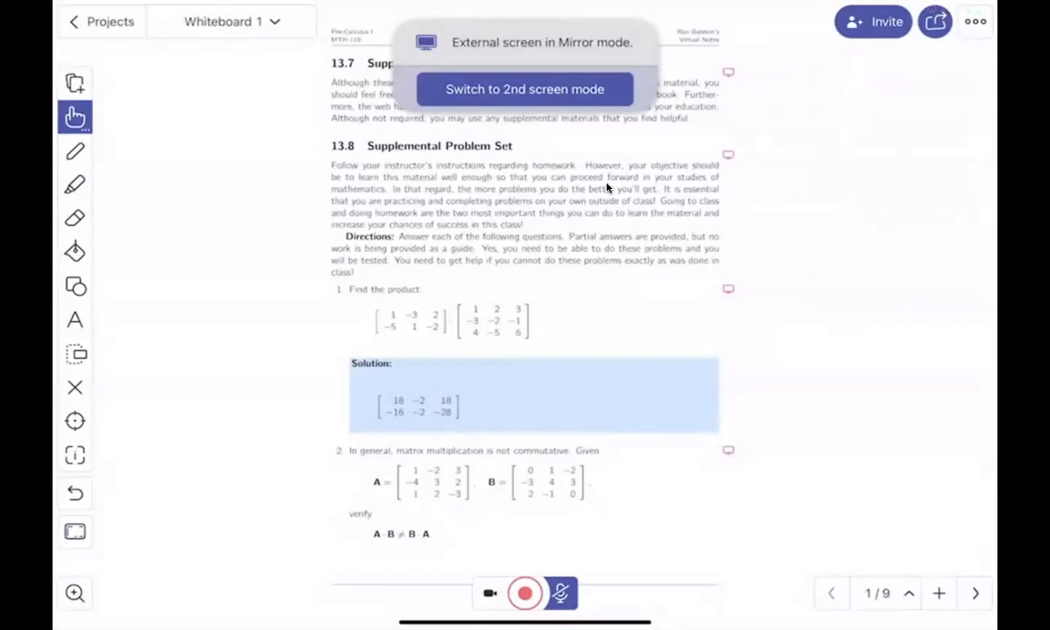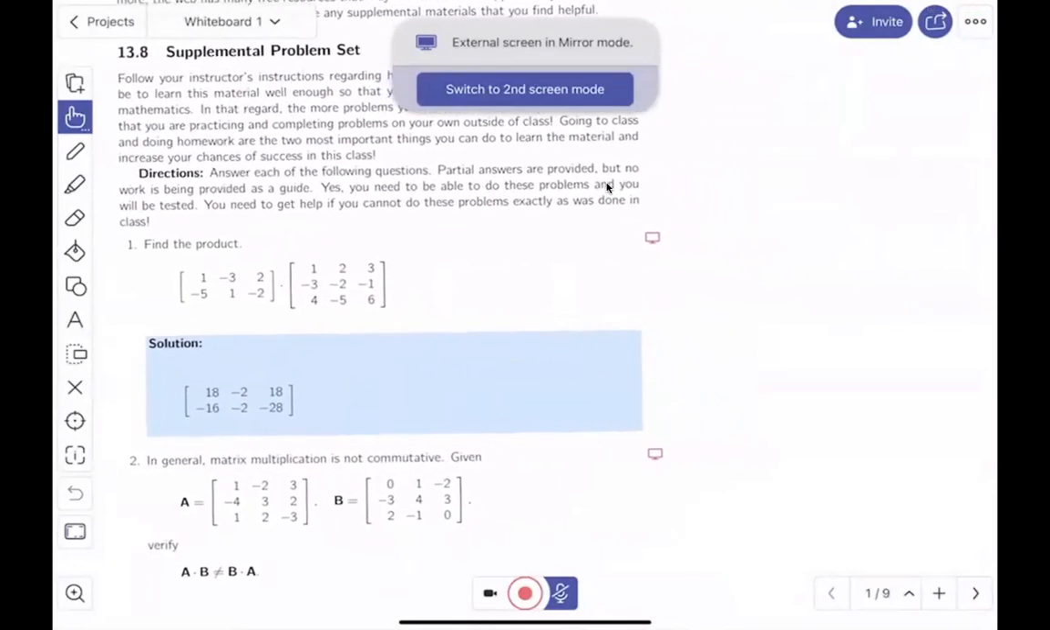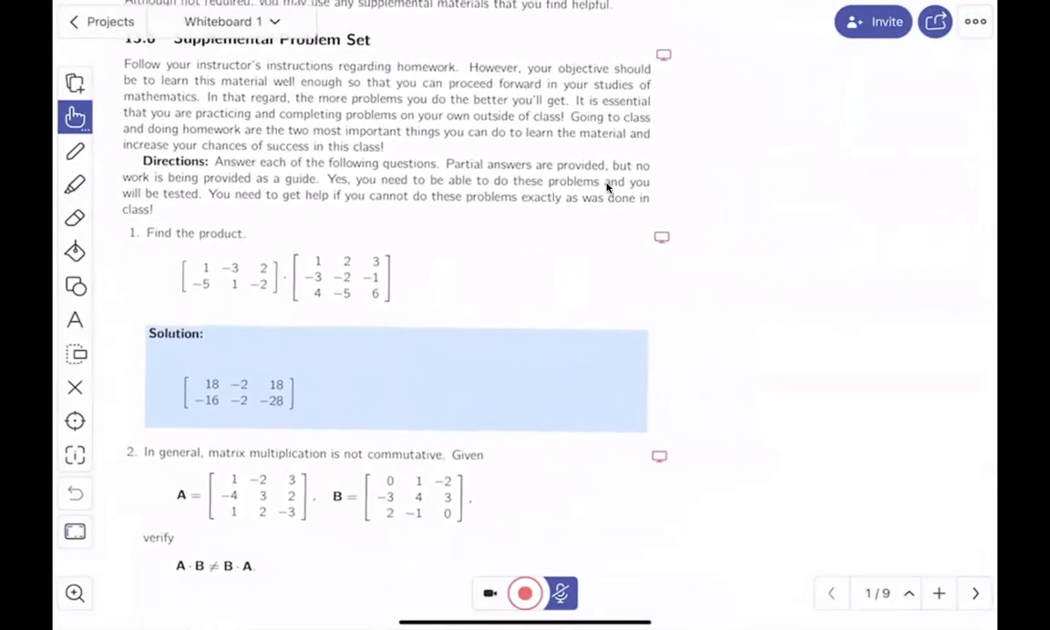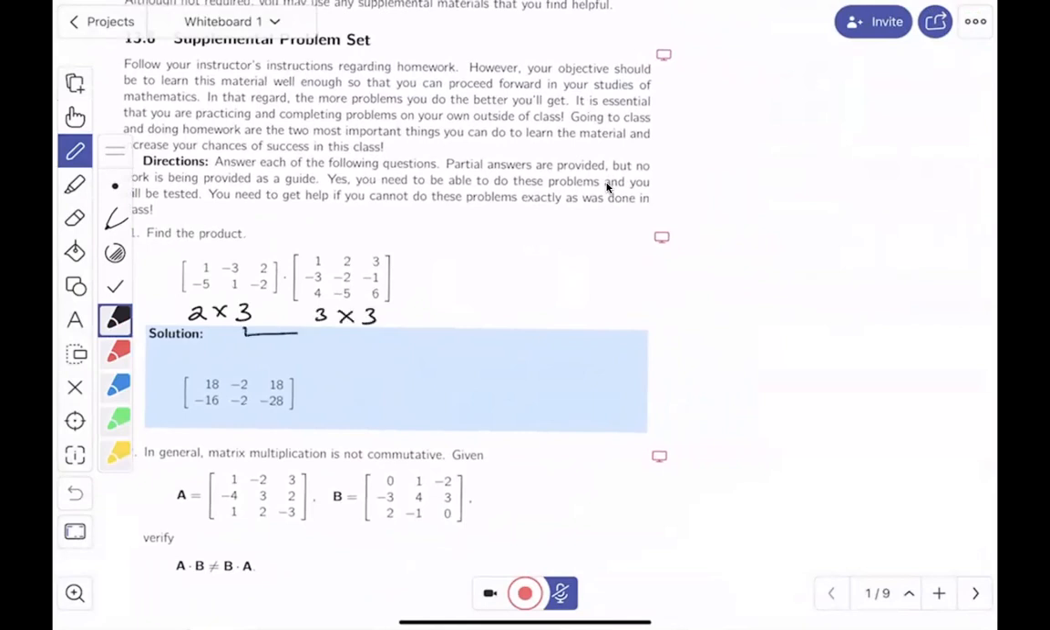Okay, so the first problem, number one, what they want you to do is find the product. Now, before you do that, I want to make sure you know the dimensions of these matrices. Let me write that down for you. The first matrix is 2 rows by 3 columns. The second matrix is 3 rows by 3 columns. These internal dimensions must match, and they do, and this will be the result. The result is going to be a 2 by 3, so I know it's going to have 2 rows and 3 columns.